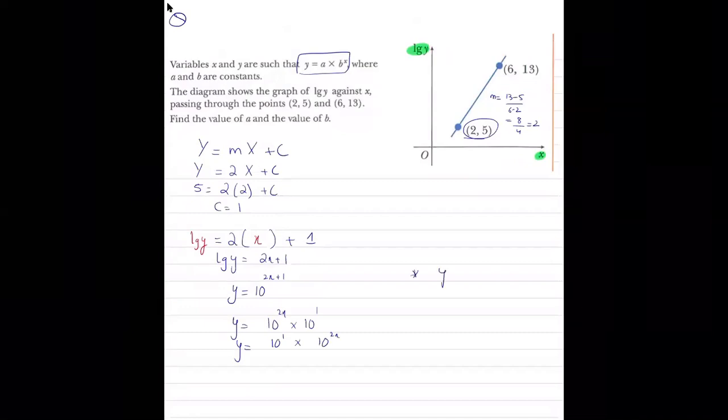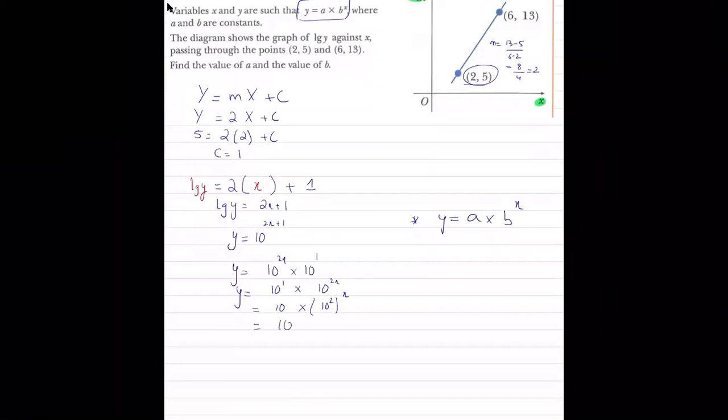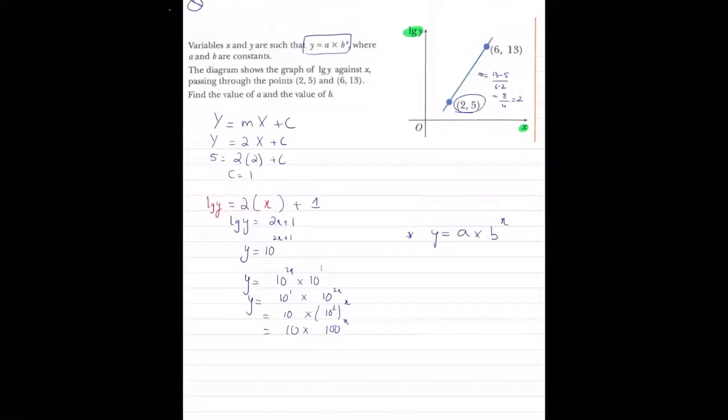Remember that I need to express it in the form y equals a times b to the power of x. So I need a constant term, which is over here, but I need b to the power of x, not 2x. So I need to solve this further. I can write this as 10 squared to the power of x, which is going to be 10 times 100 to the power of x. So a is going to be 10 and b is going to be 100. Okay.